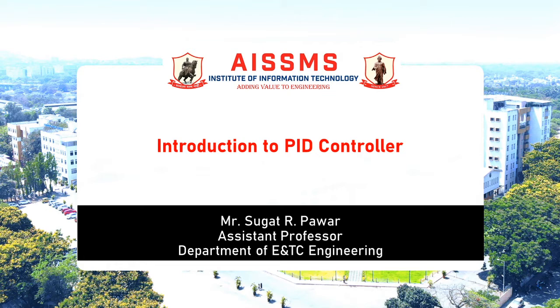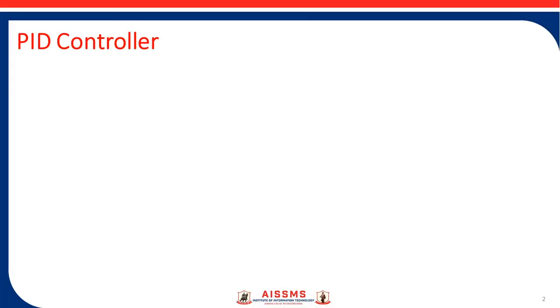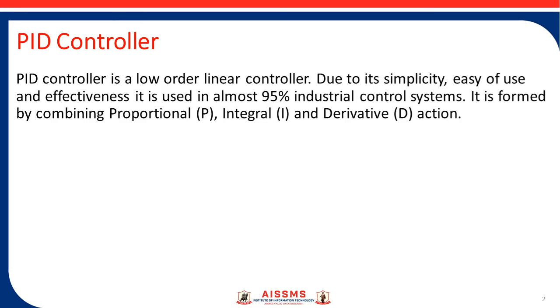In this video, I am going to introduce the PID controller. The PID controller is a low order linear controller. Due to its simplicity, ease of use, and effectiveness, it is used in almost 95% of industrial control systems. It is formed by combining proportional, that is P, integral, that is I, and derivative, that is D action. So one by one we will see the proportional, integral and derivative action.